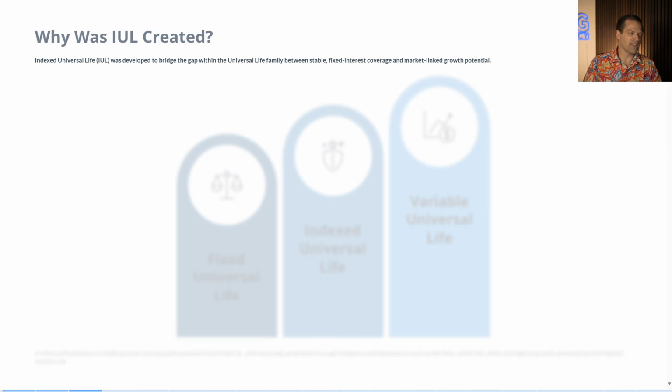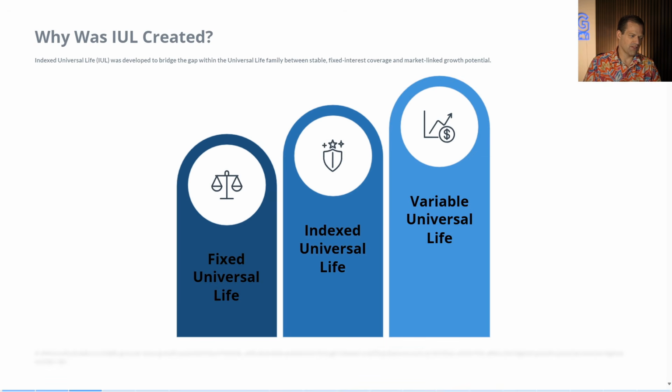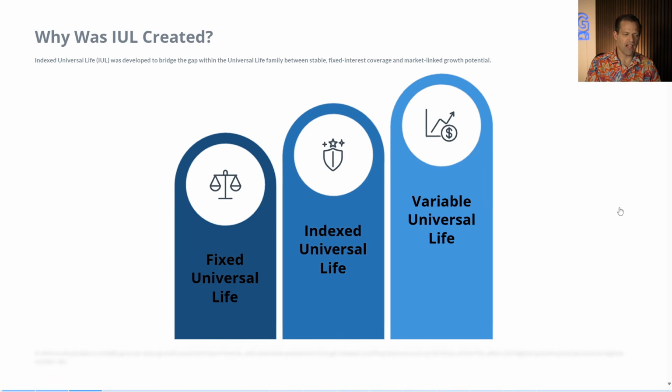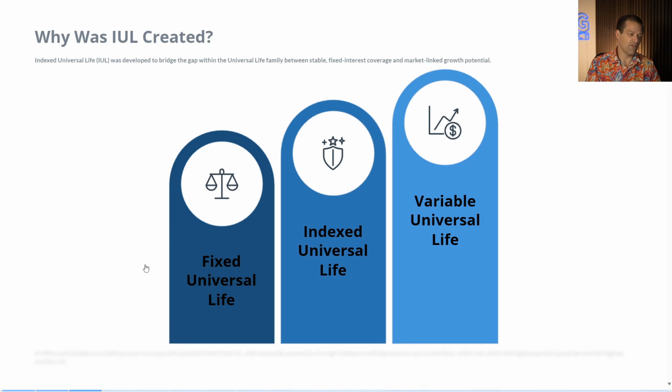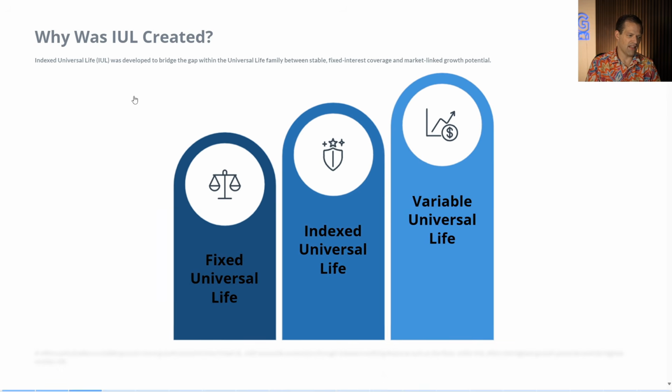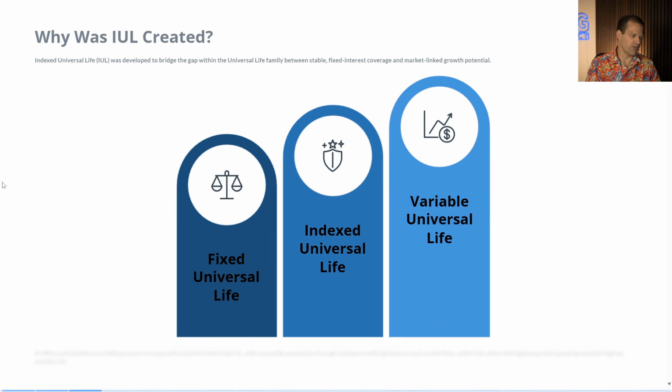So understand that Index Universal Life was developed to bridge the gap within the universal life family between stable fixed interest coverage and policies that have market-linked growth potential. So, we have variable universal life. That's the lesson we just did. We have fixed universal life. And there are pros and cons to both of those, right?